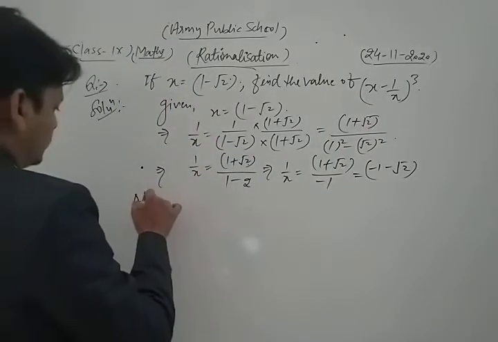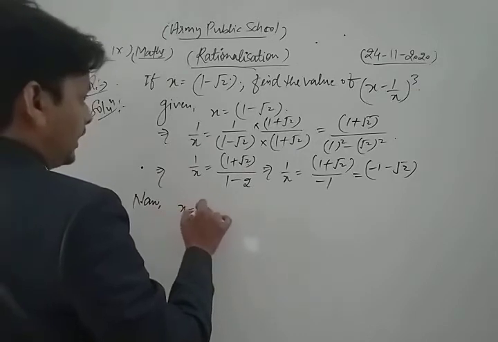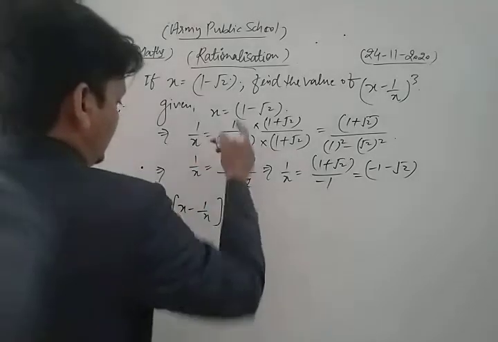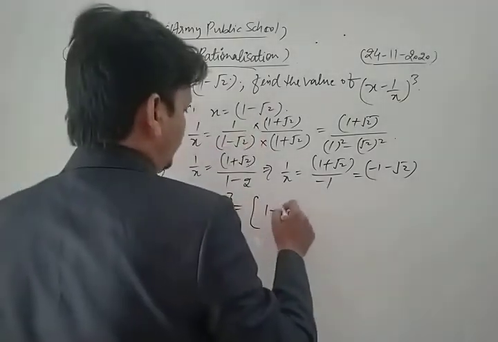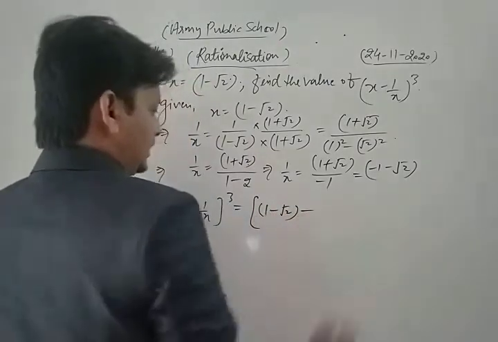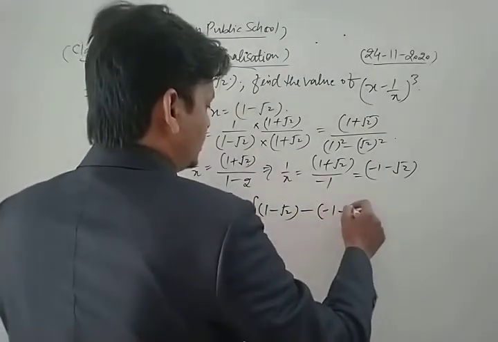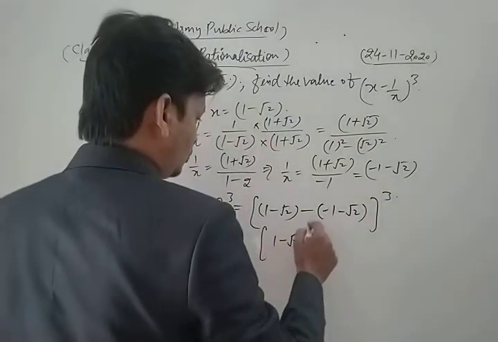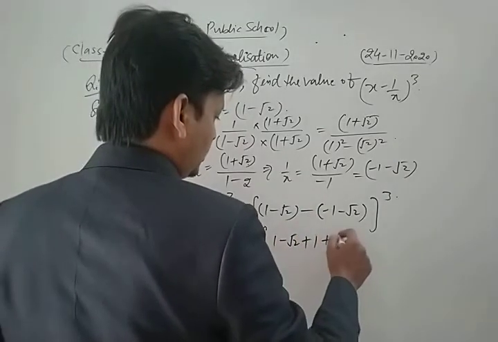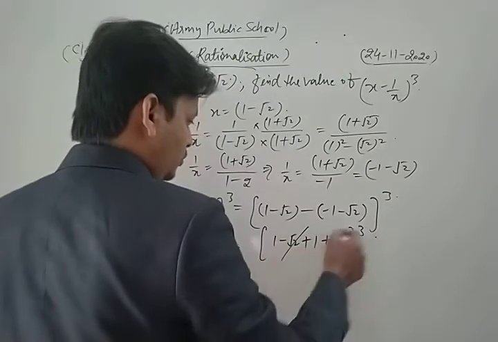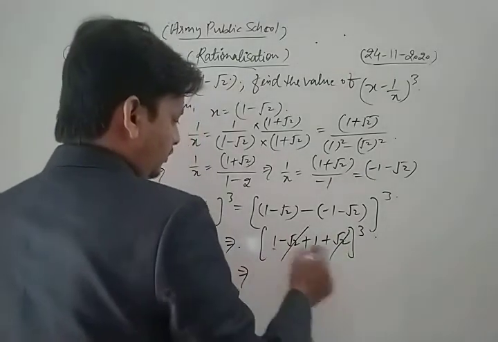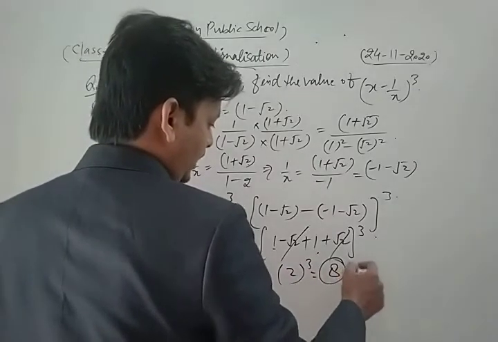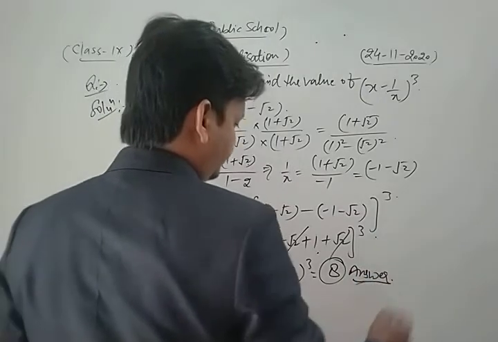Okay dear students, now we get x minus 1 upon x whole cube. Now we put the value of x as well as 1 upon x. Let's see, the value of x is 1 minus root 2, minus, as it is, 1 upon x, the value of 1 upon x is minus 1 minus root 2, this is whole cube. Now we get 1 minus root 2, minus minus plus, 1 plus root 2, this is whole cube, okay, minus root 2 plus root 2 cancel to each other, so we get 2 cube. So the value of 2 cube is 2, 4, 8. So the required solution of the given question is what? 8. Okay.